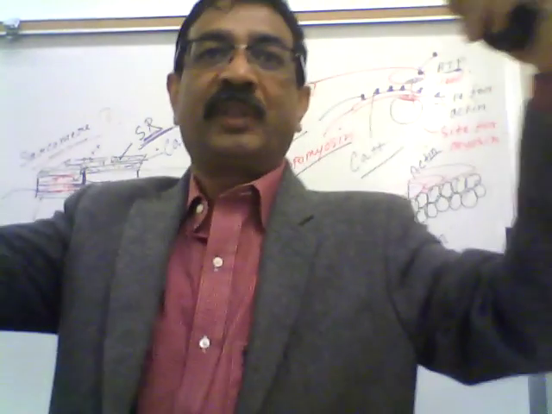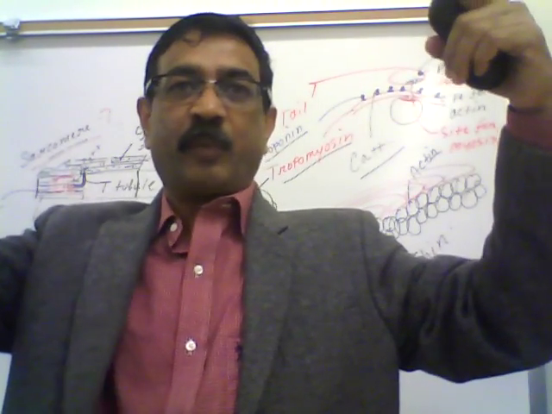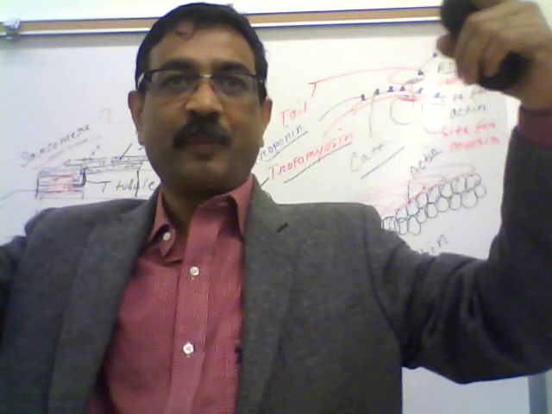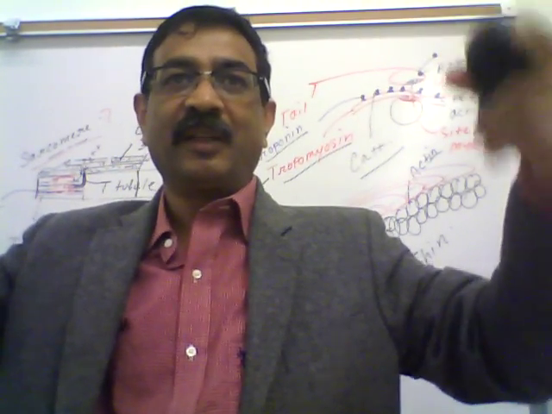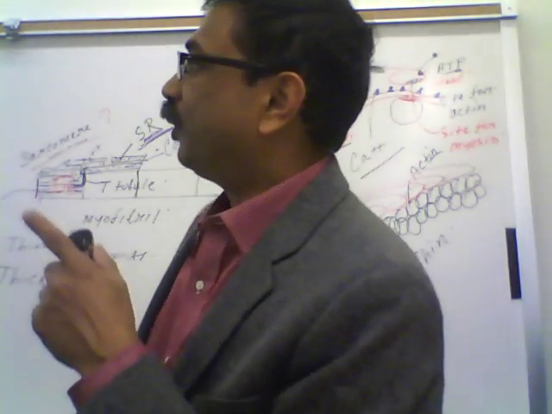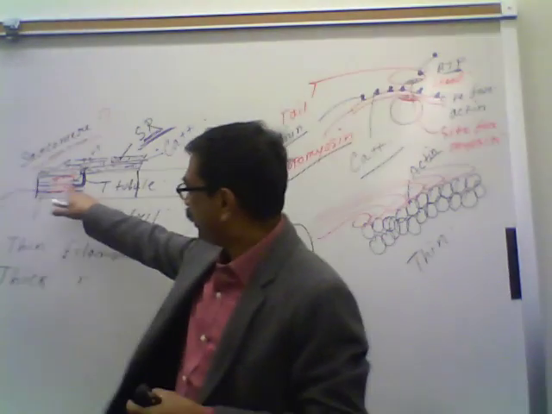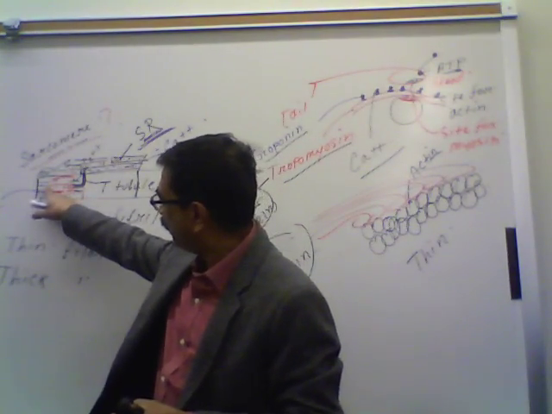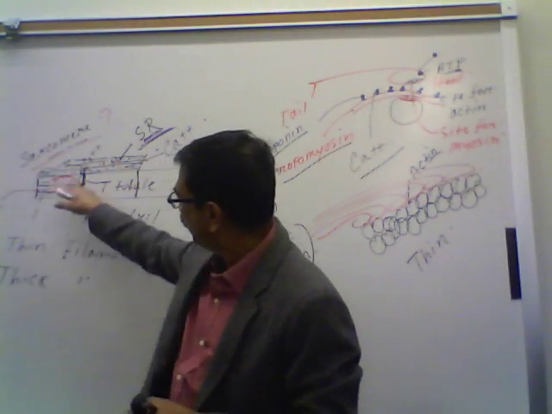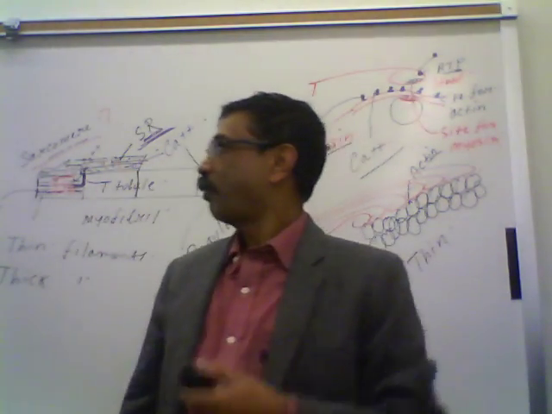Attached to both ends of the thick filament are protein springs. These spring-like protein structures connect the thick filament to the Z disc. Those are called titin.